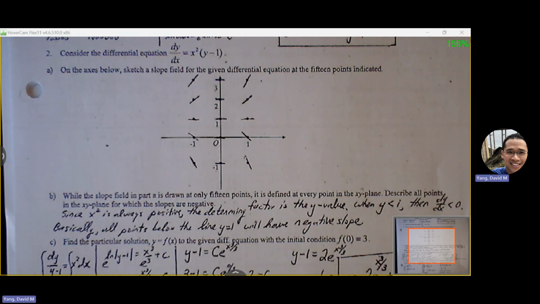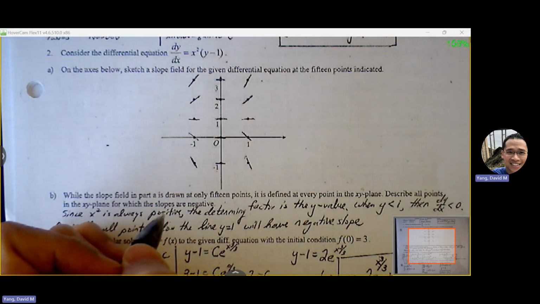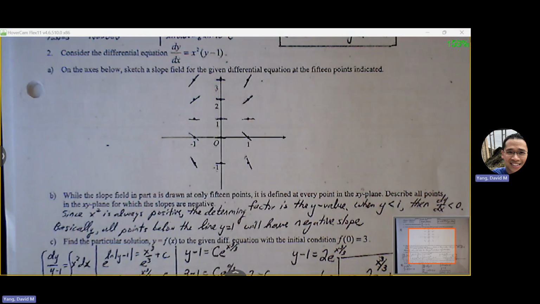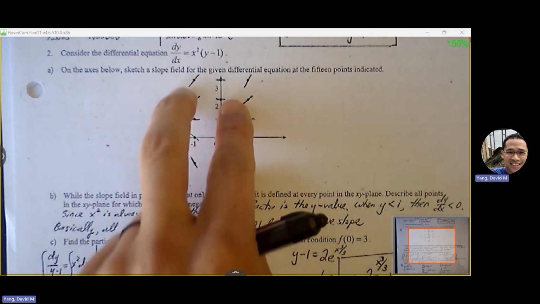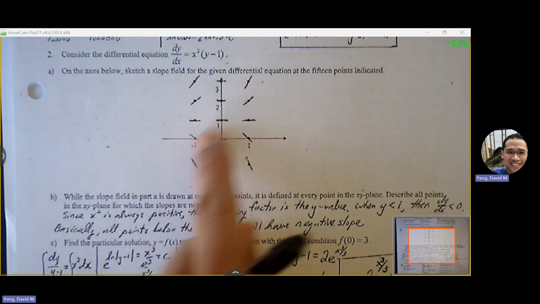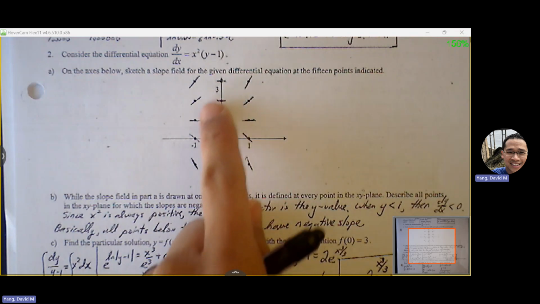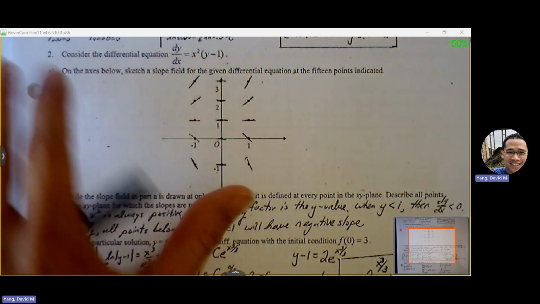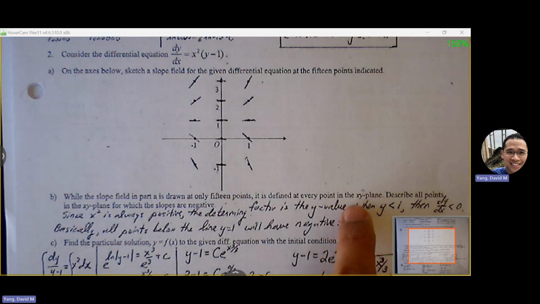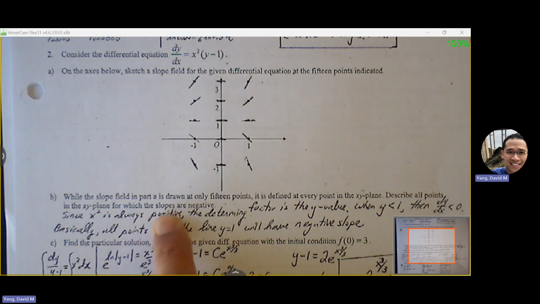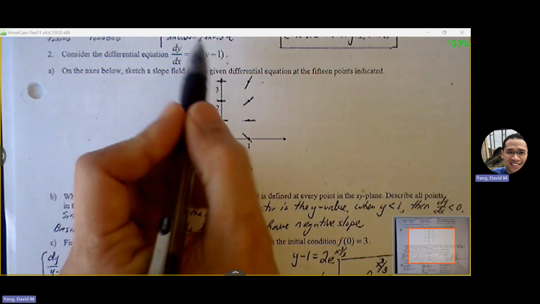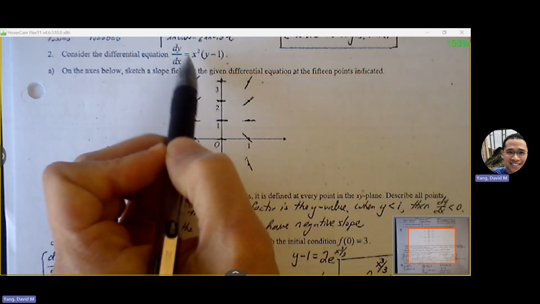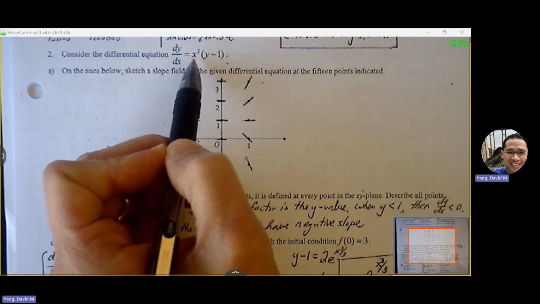Okay, so part B, it says with the slope field only drawn at 15 points, it's defined at every point in the xy plane. So if we were to expand this out in all directions, we can see that the slope field can extend in all directions. Describe all the points in which the slopes are negative. So where's the slope going to be negative? We can go to our differential equation and get that information from the derivative equation.